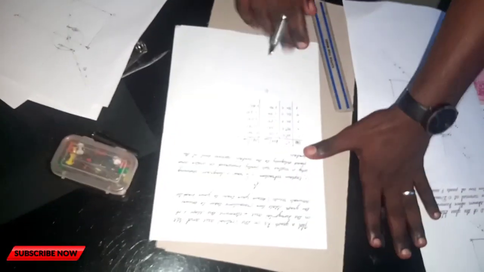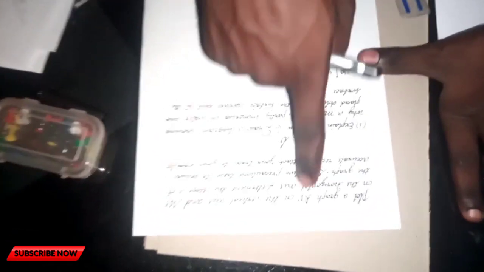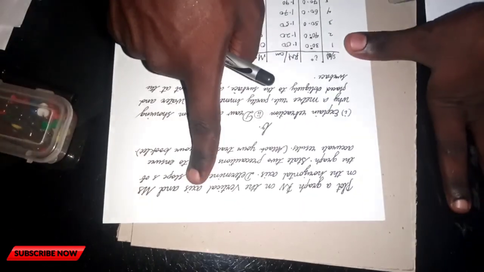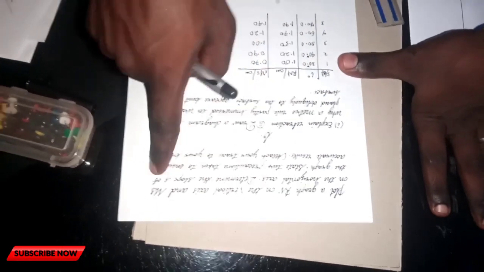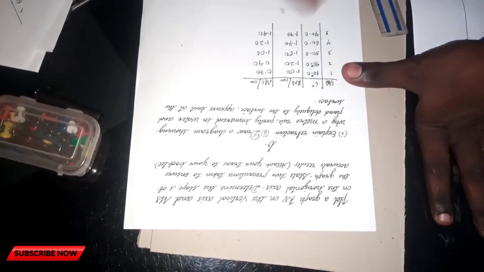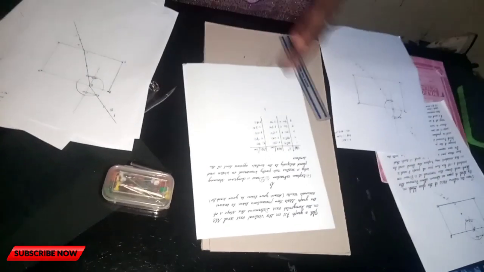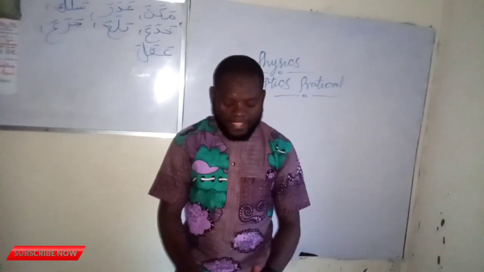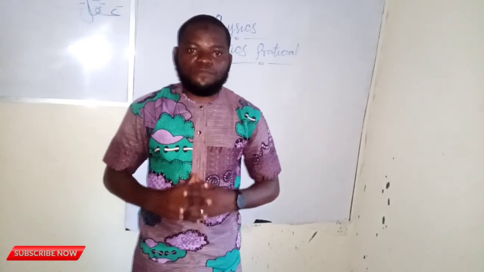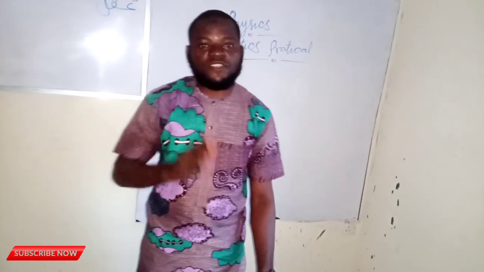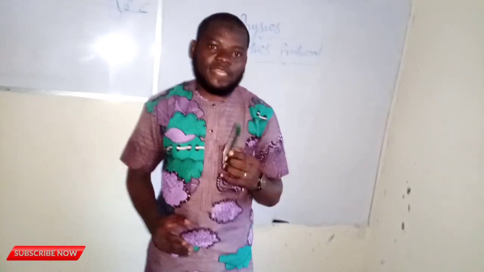So what's the next thing they ask us to do? Plot a graph of the RN on the vertical axis and MS on the horizontal axis. Determine the slope x of the graph, and take two precautions. So that's just about that. You have watched my video on how to plot graph. Kindly use this reading and plot your graph. Then tell me what your results will be. But your result for the slope is going to be the refractive index of this glass block.